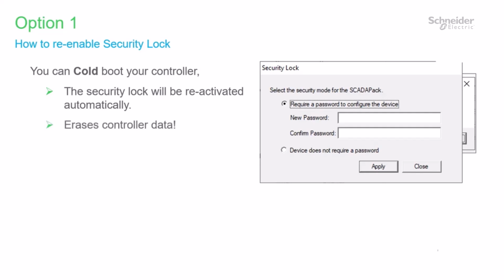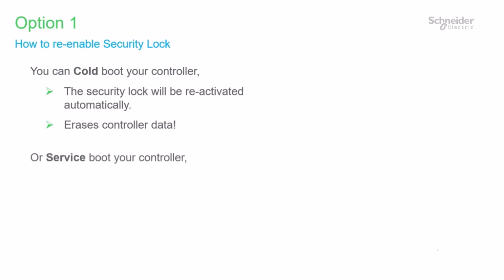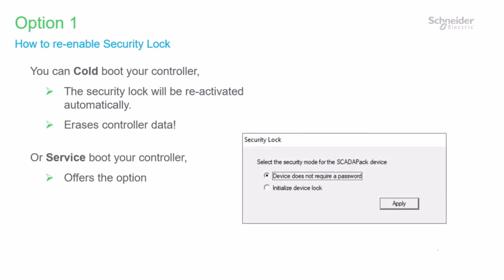Now, a cold boot does erase the controller data, so that's a bit severe in order to just turn on the security lock again. There's another option, and it's the service boot. So in service boot, we're given two options. When we go to the device lock command, it says, do you want to continue without the password, or do you want to reinitialize device locking?